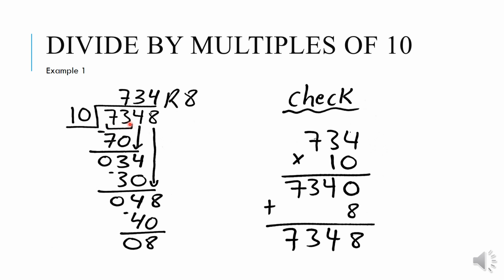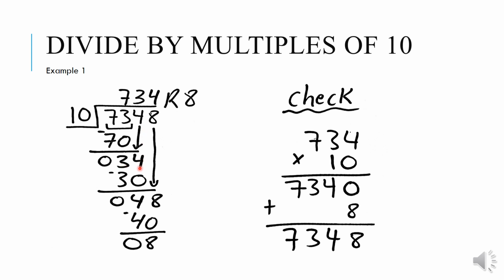Now I start solving. I ask myself, how many tens do I need to make 73 or almost 73? 10 times 7 is 70, 10 times 8 is 80. 80 is greater than 73, so I should use 10 times 7. I write the 7 in the quotient. What's 10 times 7? It's 70. I write it directly under the 73. 73 minus 70 equals 3.